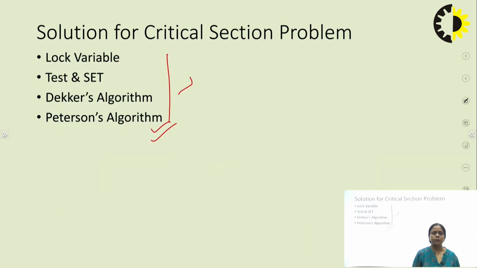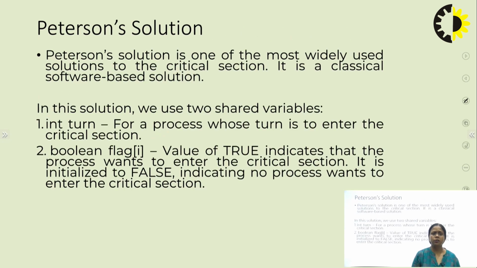Now we will see what the Peterson solution is. The Peterson solution is one of the most widely used solutions to the critical section. It is a classical software-based solution. We have to notice that. In this solution, we use two shared variables. First one is int turn, for the process whose turn it is to enter the critical section. Turn means which process will have the turn to enter the critical section. And there is another variable, a Boolean flag, which has the value true or false.